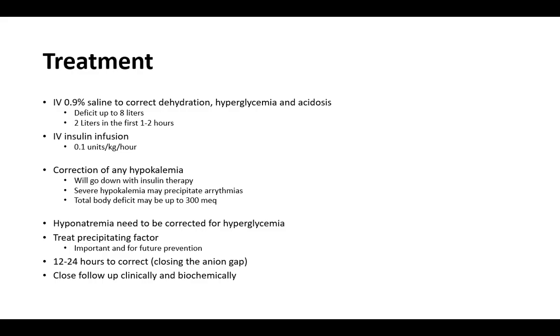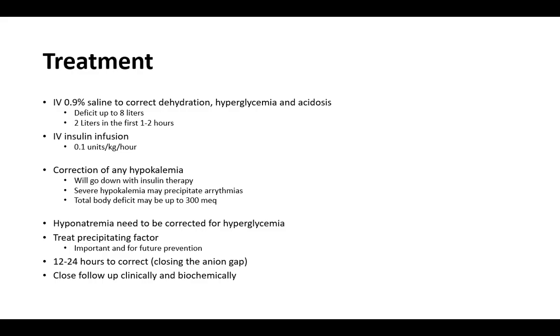IV fluids, and the choice always is 0.9% saline, up to 6 to 8 liters, 2 liters in the first 1 to 2 hours, and then reassess. IV insulin, correction of any electrolyte imbalance, hyponatremia. Patients with DKA usually have hyponatremia because of the hyperglycemia. So you just need a MedCalc calculator, put in the sodium and the blood sugar and it gives you the sodium corrected for hyperglycemia. So it's a falsely low sodium when you have too much glucose.